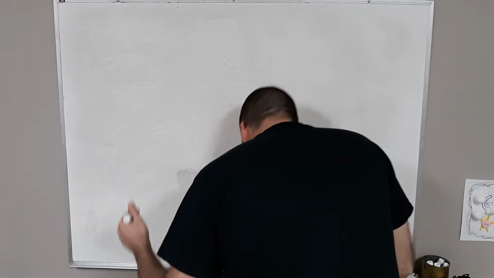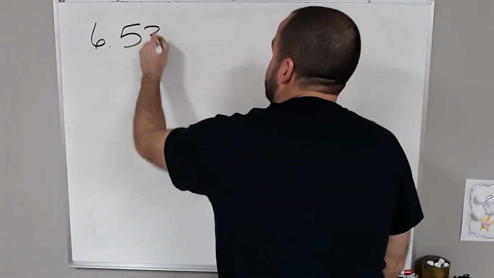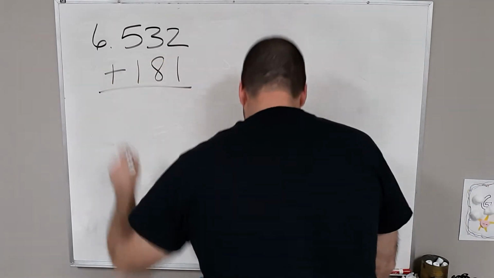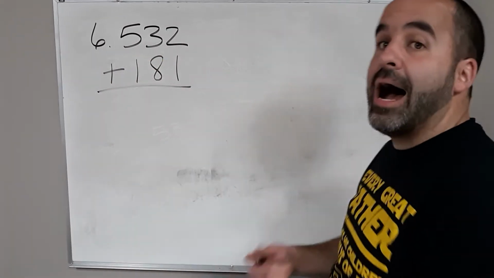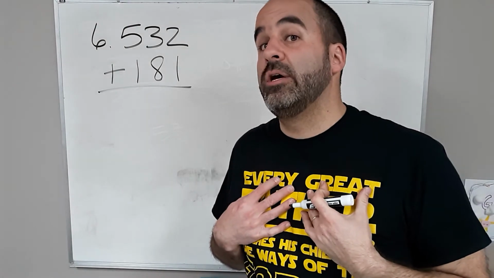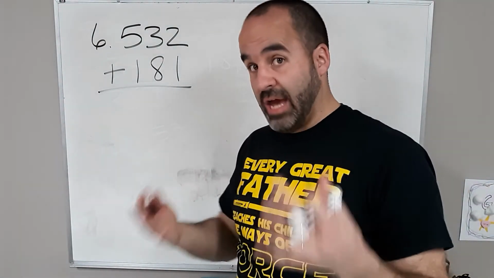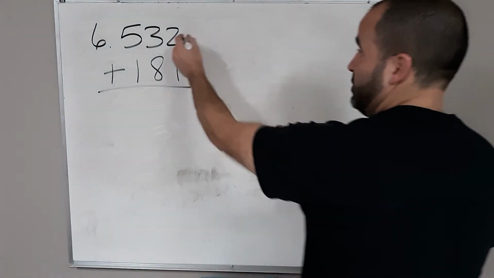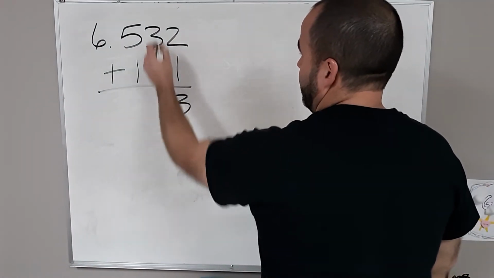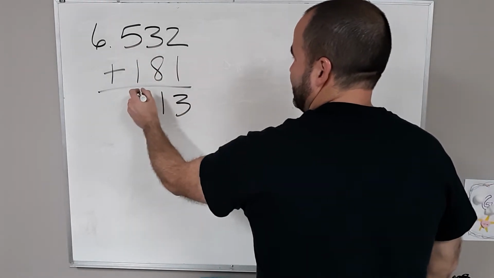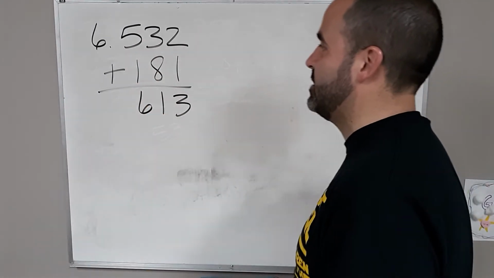Okay. So, on the second one, number 6, we have 532 plus 181. That's our problem that we're going to solve. Now, I'm going to do it incorrectly. I'm going to show you how checking can help you when you do this incorrectly, okay? So just watch. 2 plus 1 equals 3. 3 plus 1 equals 11. 5 plus 1 equals 6. And my answer is 613.